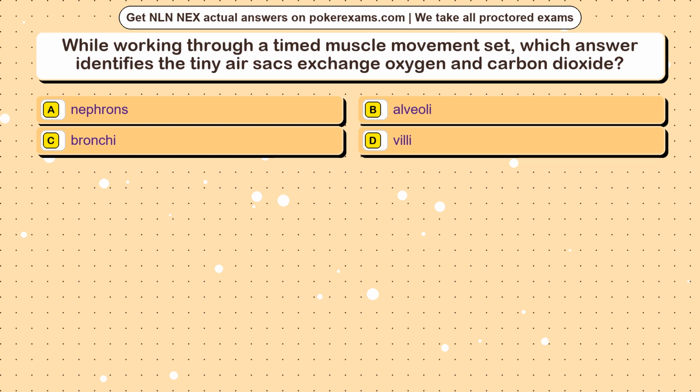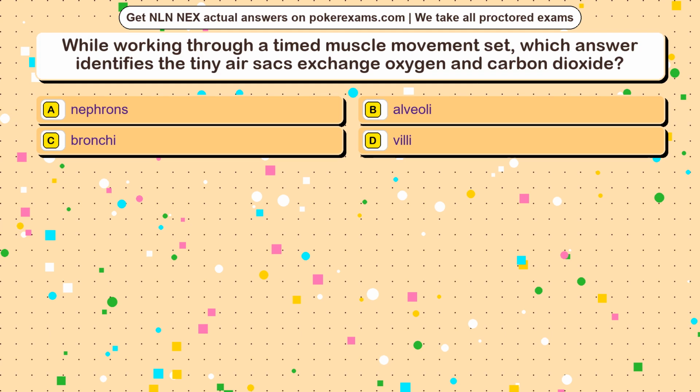Question 8. While working through a timed muscle movement set, which answer identifies the tiny air sacs that exchange oxygen and carbon dioxide? Option A, nephrons. Option B, alveoli. Option C, bronchi. Option D, villi.